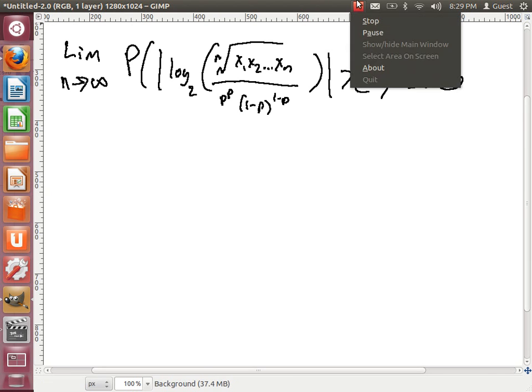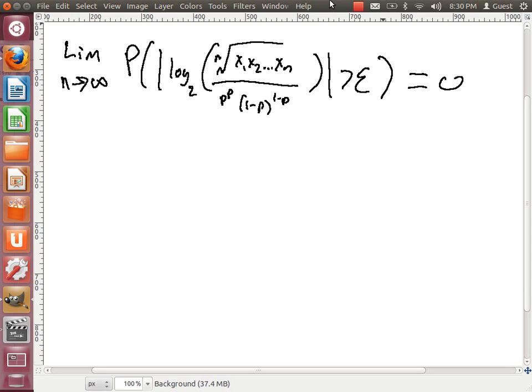Part 2 of problem 2 asks us to demonstrate that given n independent variables, x1 through xn, all drawn from this distribution which takes the value p with probability p and the value 1 minus p with the remaining probability 1 minus p, the probability of this event written right here, that the log of the nth root of the product of these variables over p to the p times 1 minus p to the 1 minus p has absolute value greater than some value epsilon, approaches 0 as n gets large.